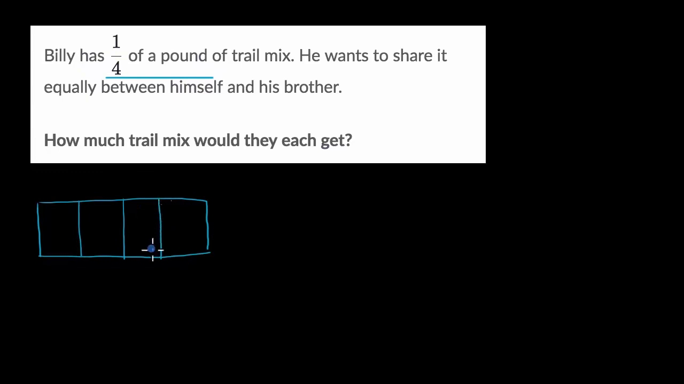So Billy is starting with 1/4 of a pound. Draw it a little bit, try to make it a little bit more equal. Billy is starting with 1/4 of a pound. So let's say that is the 1/4 of a pound that he starts with, and he wants to share it equally between himself and his brother. So he wants to share it equally between 2 people right over here.